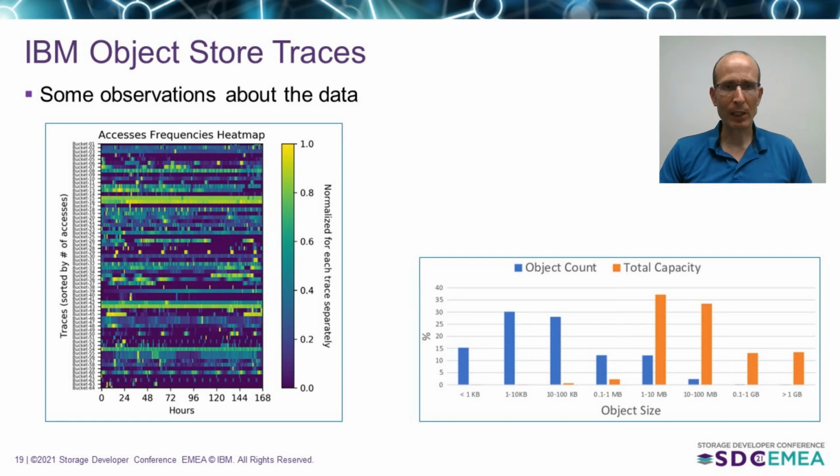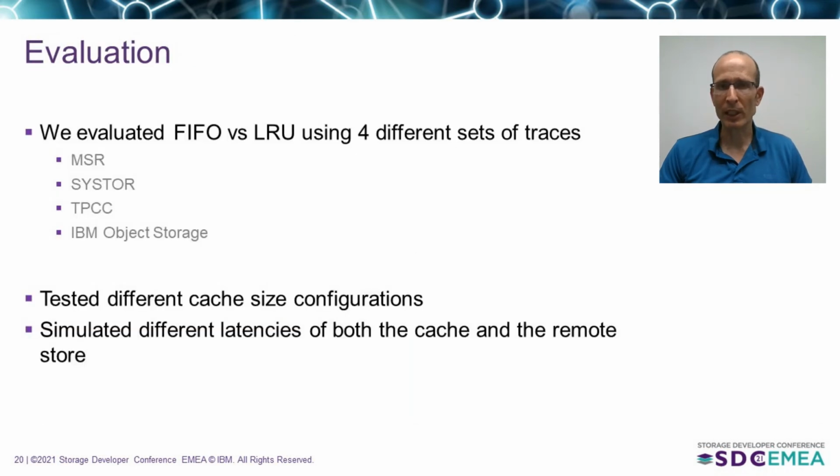We also have some information about the types of objects that are in the traces, how many of them there are in different categories, and the total capacity of each category. And basically what we see is that, just like the access frequencies, the object sizes are all over the place. There are objects that are tinier than a kilobyte. There are objects that are larger than a gig. The majority of the capacity of the object store system is consumed by objects that are a few megabytes in size, but it's really all over the place.